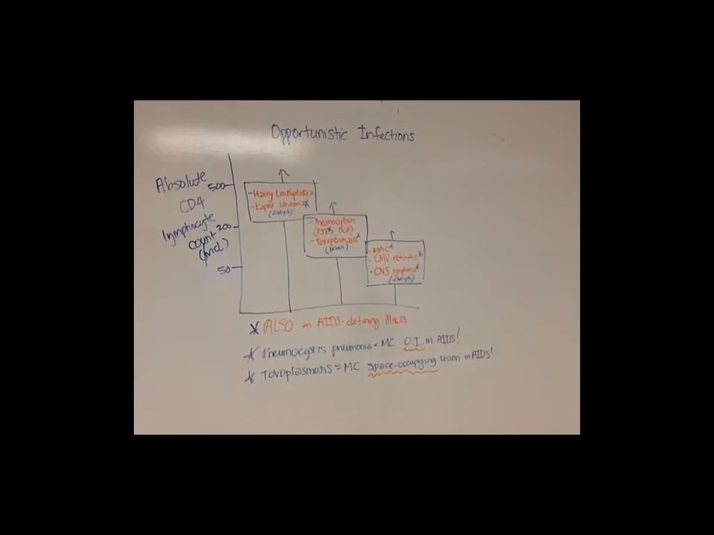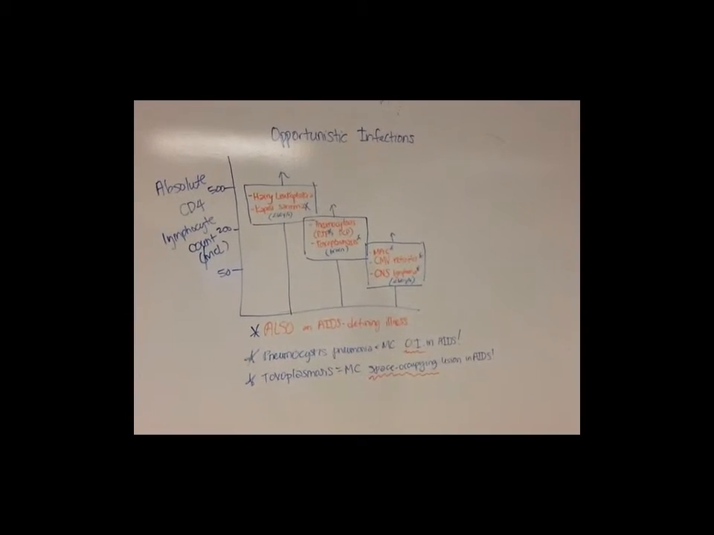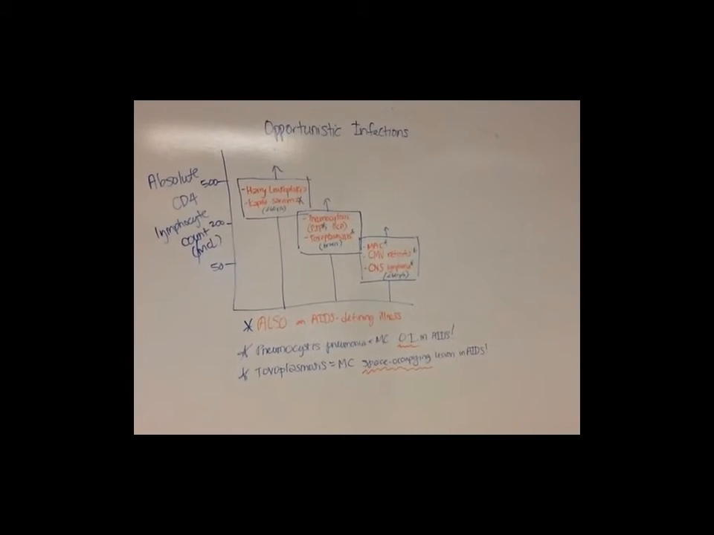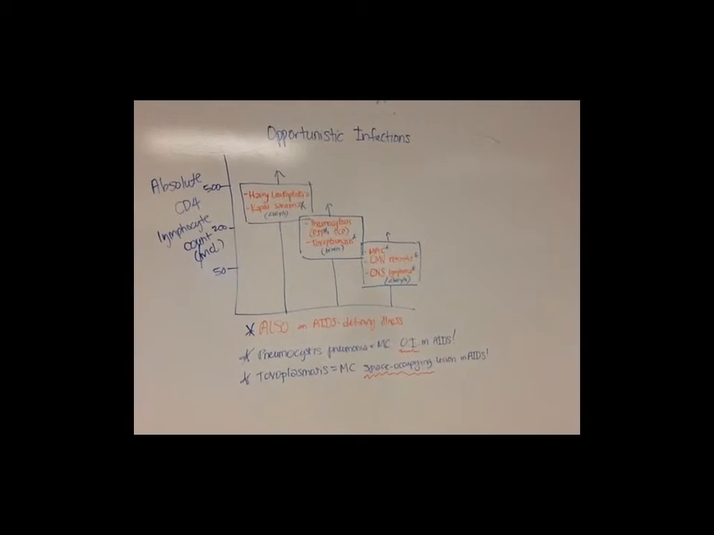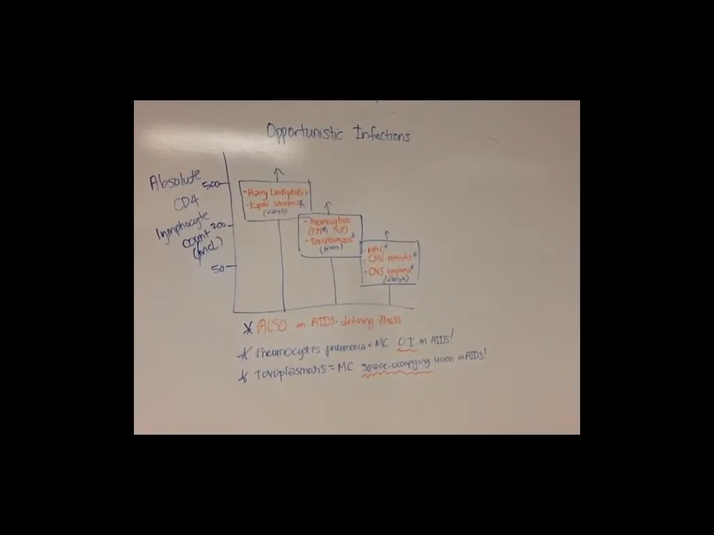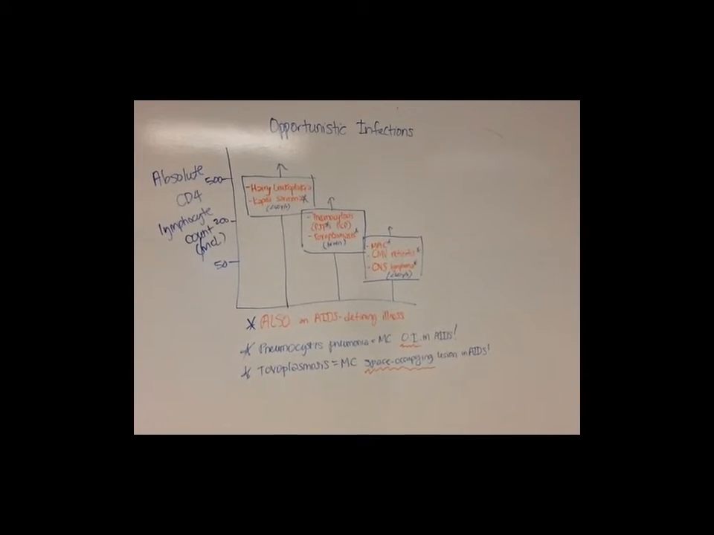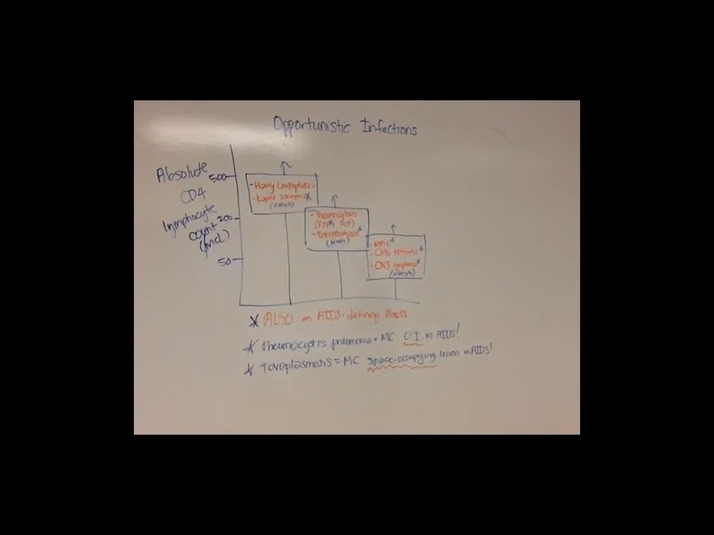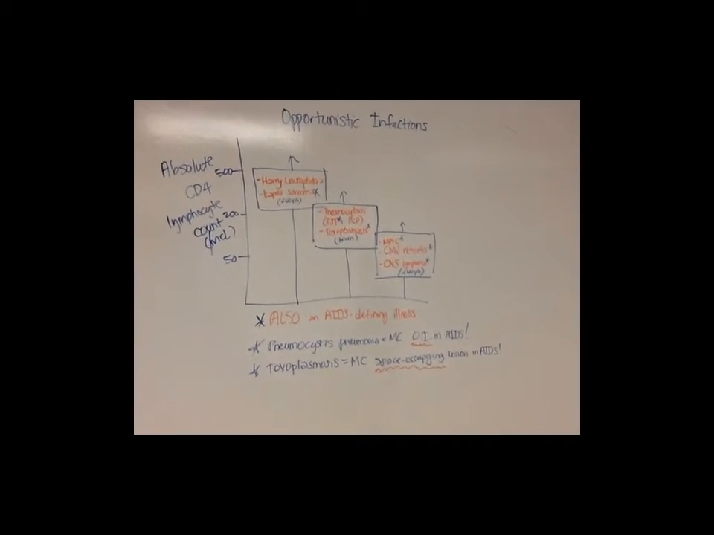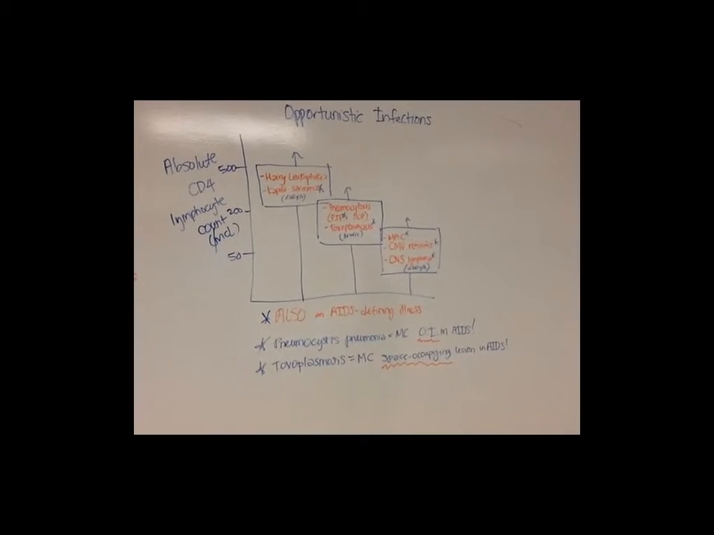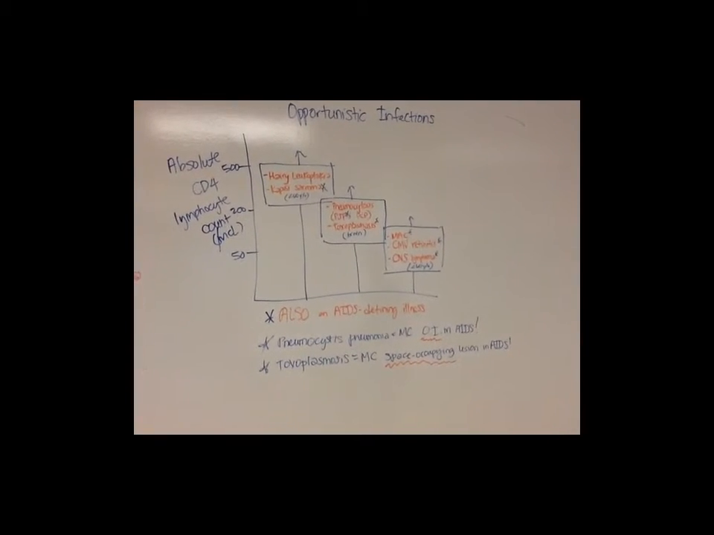Also, Kaposi sarcoma in patients under 60 years old is common. Again, we just talked about this being the most common malignancy in AIDS patients. It is an AIDS-defining illness if the patient is under 60 years old. Anything with an asterisk means it is an AIDS-defining illness under these certain circumstances.